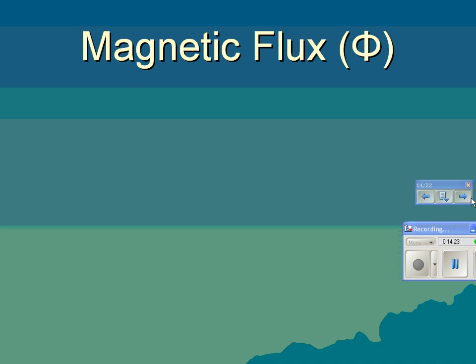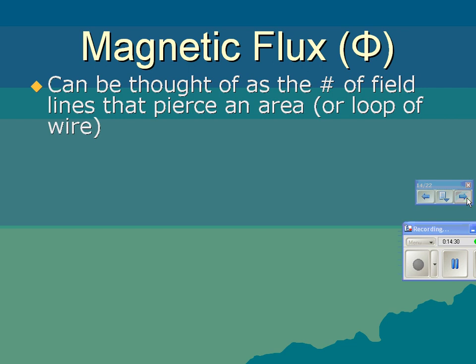Okay, magnetic flux is represented by the Greek letter phi. And the idea of magnetic flux, what you need to think about conceptually, is the number of magnetic field lines that pierce an area or pierce a loop. Okay, so if I have a loop of wire, I have a certain amount of field lines going through it. I'm going to call that concept flux. Okay, so think about how we can measure the flux.